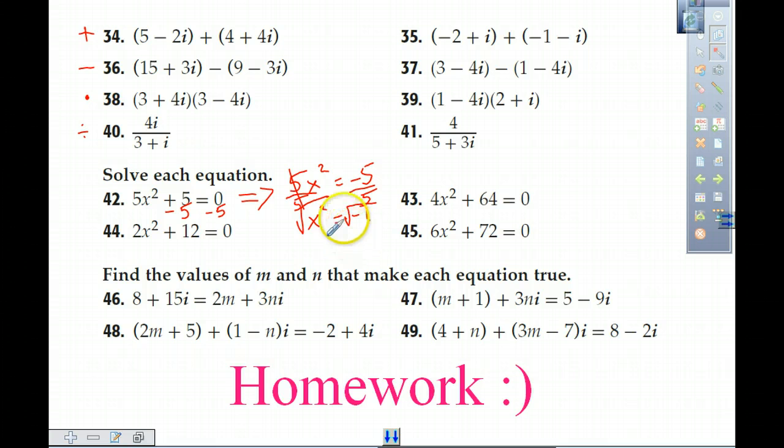Now here's the catch. When you take the square root of both sides, what do you have to do? So do a plus or a minus. We actually get x equals plus or minus square root of -1, which equals i. Square root of -1 equals i. So our answer is just plus or minus i.